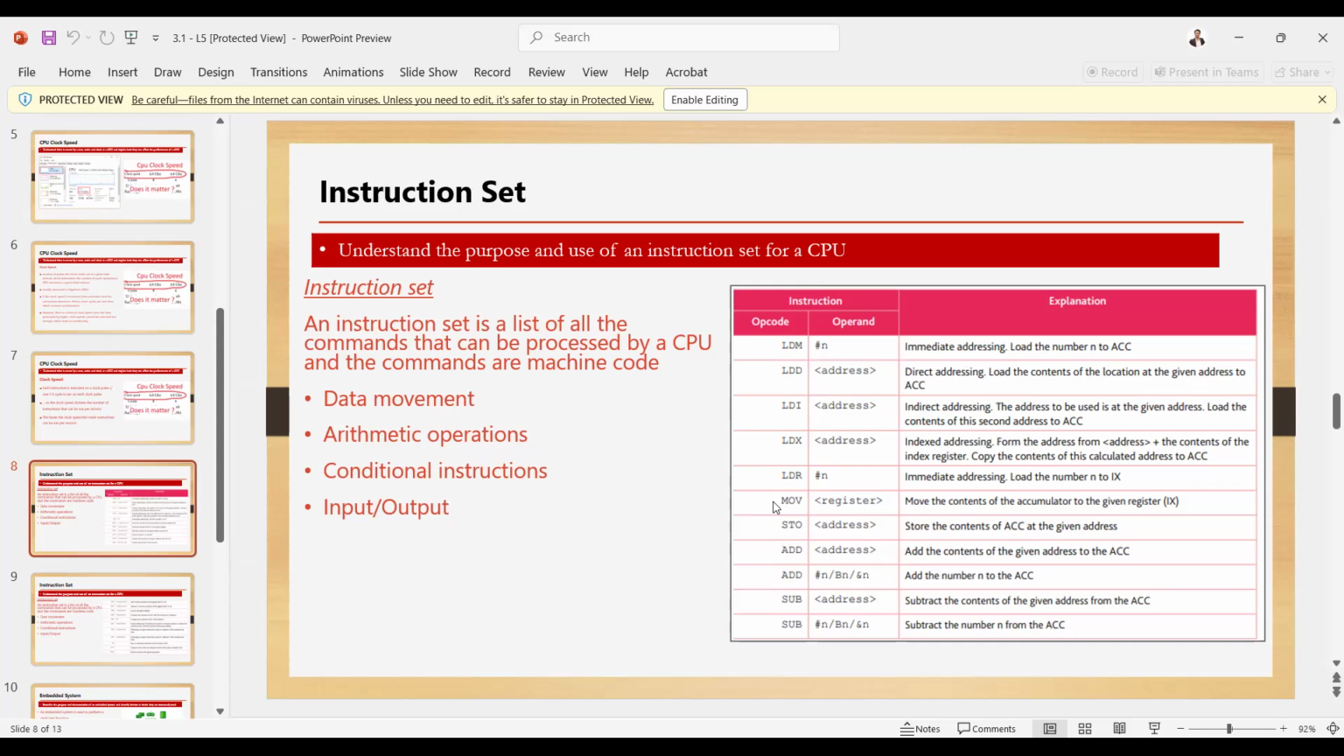So instruction sets are simple. It is a list of instructions and commands that the computer system must follow, and these are in machine codes. Machine codes means binary. They consist of opcode and operand. Do you have any problems in instruction set?